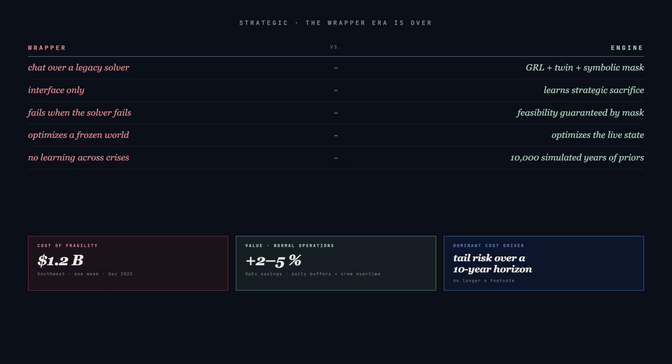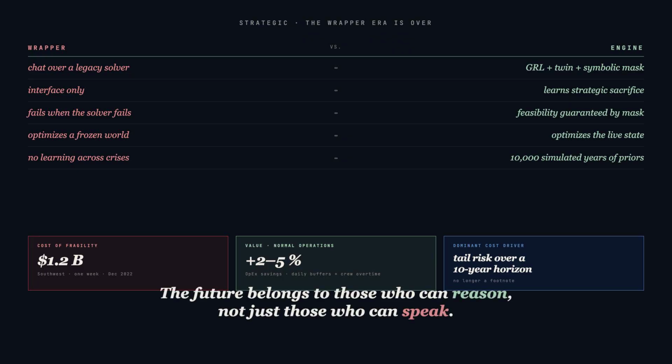Southwest lost $1.2 billion in 7 days. That single event erased years of efficiency gains from running a lean network. The tail risk is no longer a footnote. It is the dominant cost driver. The future belongs to those who can reason, not just those who can speak.